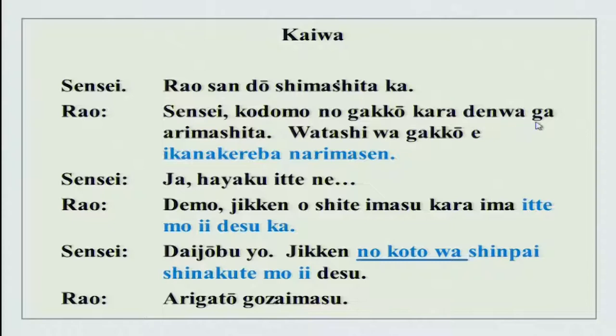Sensei, 子供の学校から電話がありました。There was a phone call. 私は学校へ行かなければなりません。Means I have to go. じゃあ、早く行ってね。Quickly you can please leave. You may please leave. Now, ne over here is because he is a teacher and he is much older and he can use this ne informally with Rao-san. Rao-san cannot do the same with his teacher.